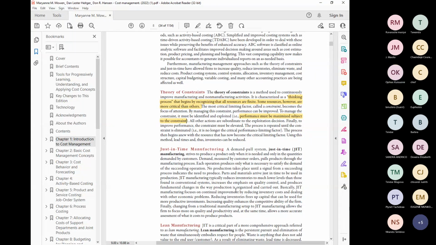So it means that the company will strive to produce a product only when it is needed and only in the quantity demanded by the customers. You don't just produce for the sake of producing.